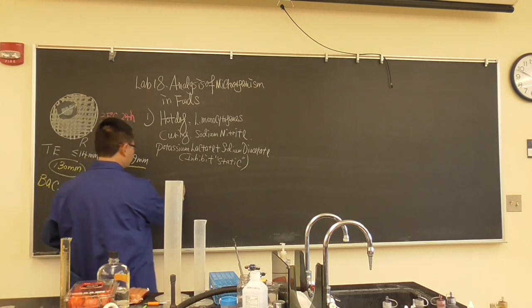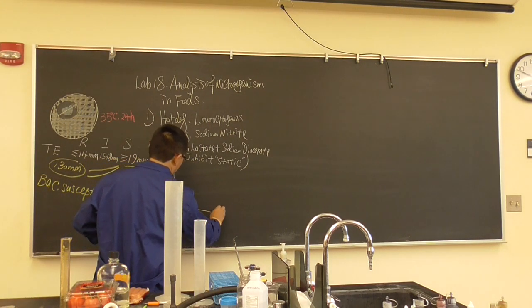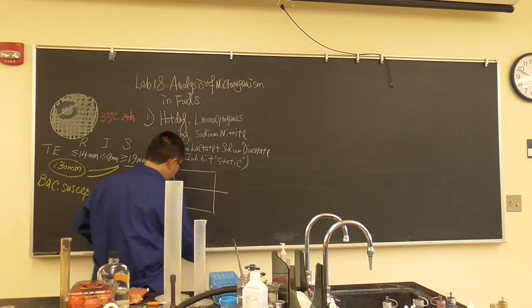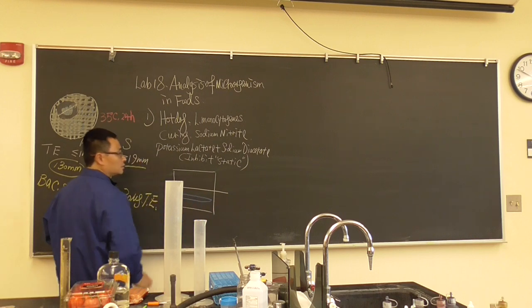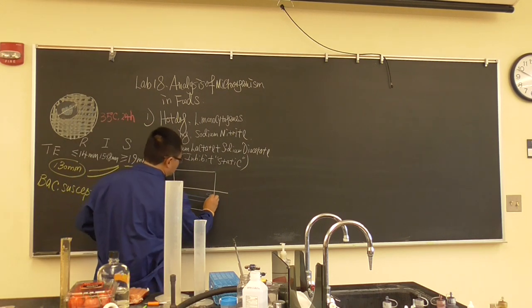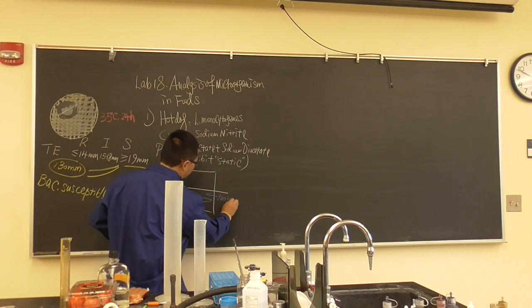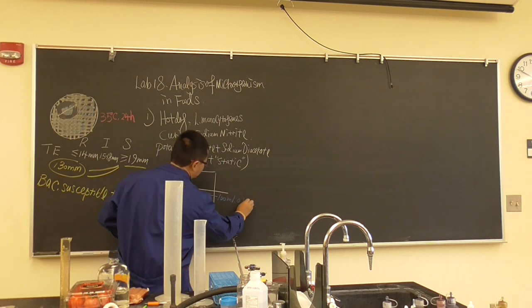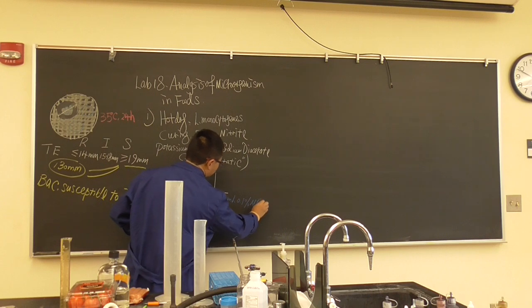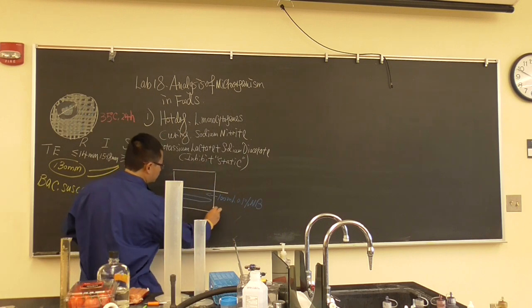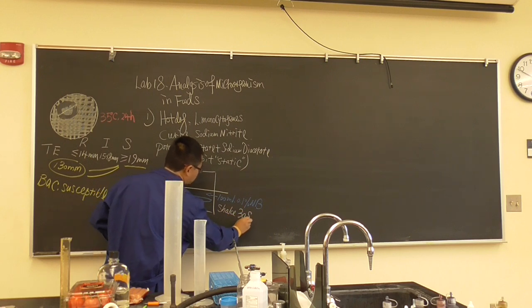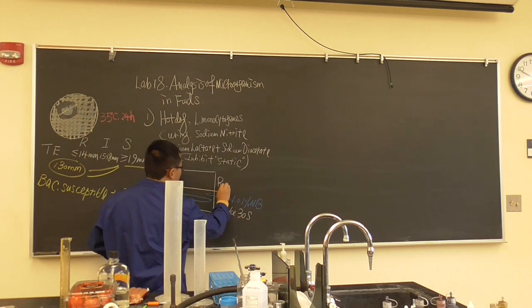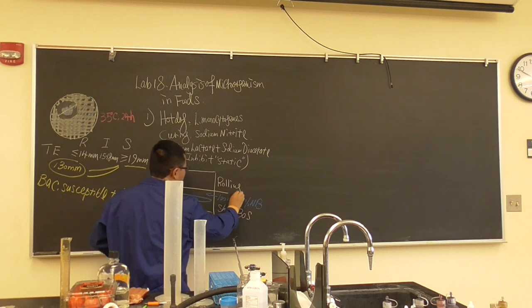So how do we do it? We're going to put one hot dog in here. And then we're going to add water, 100 ml, 0.1% nutrient broth. And we will shake 30 seconds. Of course, you have to do a rolling first. Okay?